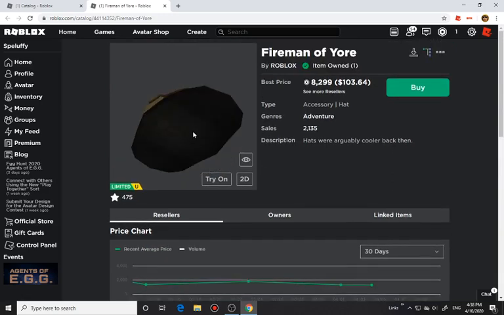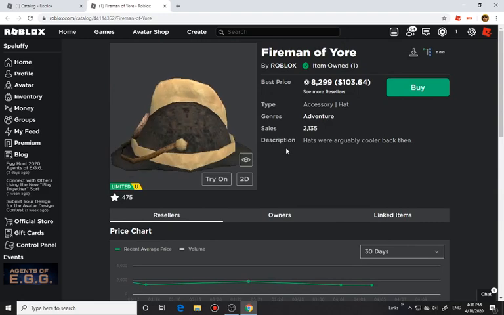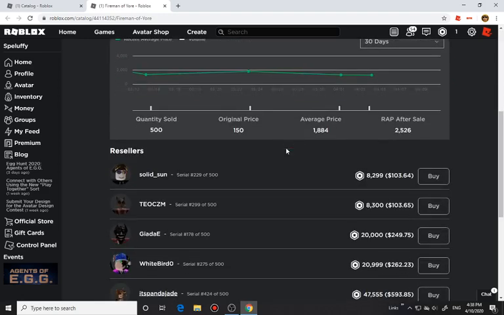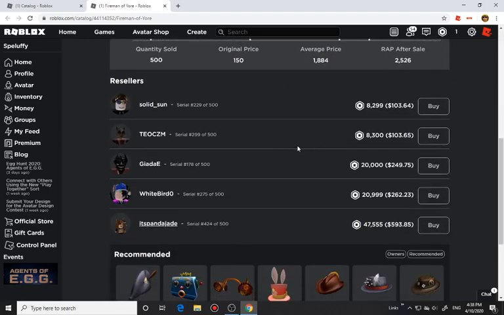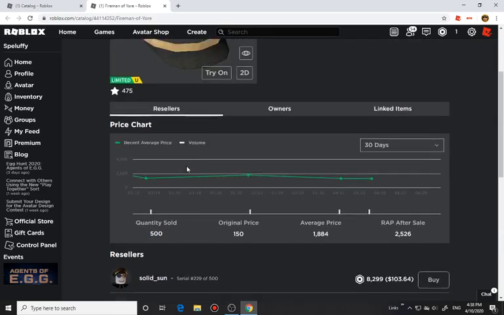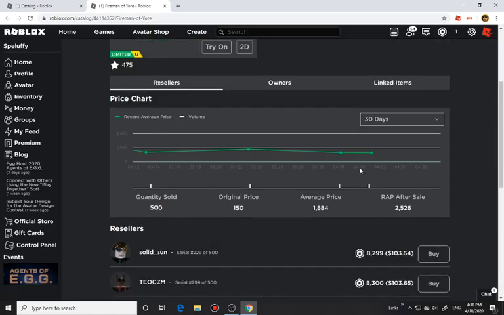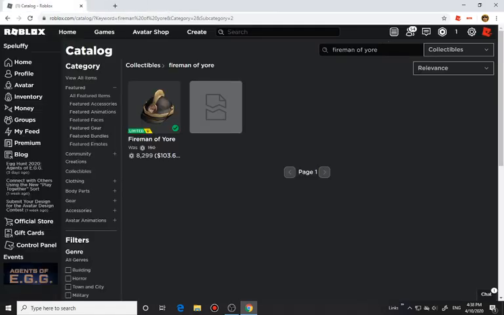But you could trust me when I say that this item used to have only one reseller for a good amount of time. It only had one reseller. It actually had one reseller twice, 500 copies, and according to Rolimons, this item only has around 300 copies left. So, let's go back to the catalog.